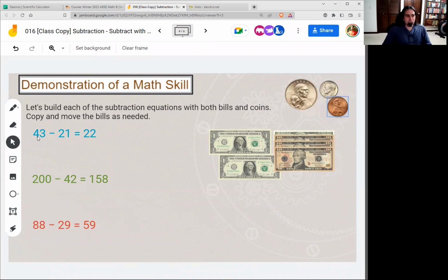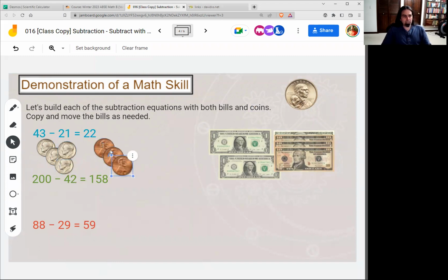If I want to do 43 minus 21, well, I can do that. So here, 10, 20, 30, 40, and 3, 1, 2, 3. Everyone okay that I have 43 to start with?